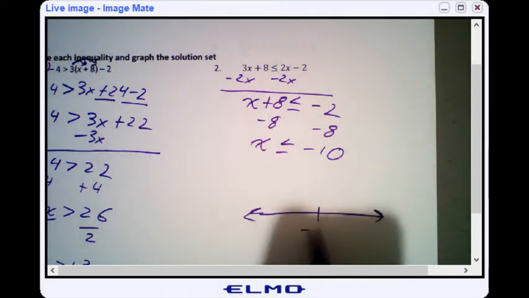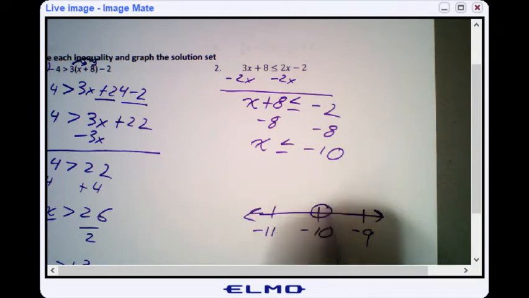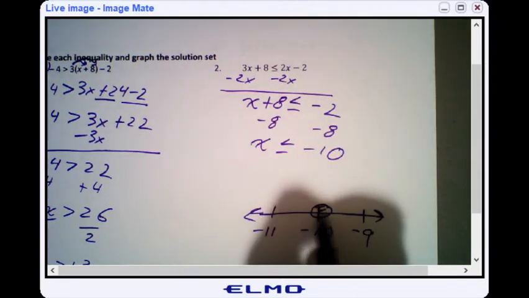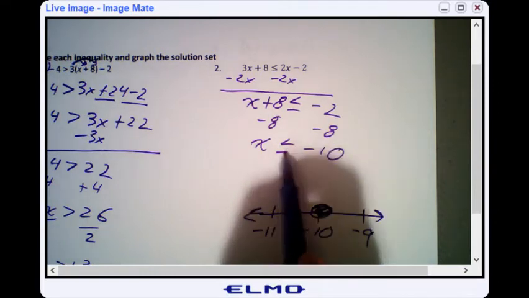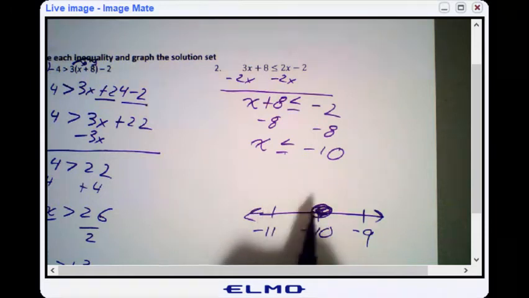So negative 10 goes in the middle, negative 9 is bigger, negative 11 is smaller. I have a circle at negative 10 because that's where I found my answer. It's going to be shaded because x can equal it this time. So again, another way to remember it is I use more ink here. So I'm going to use more ink here. Smaller, negative 11 is smaller than negative 10, so I'm going to go towards the left side.